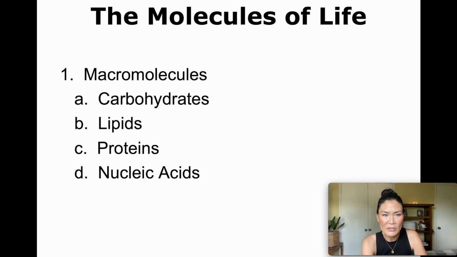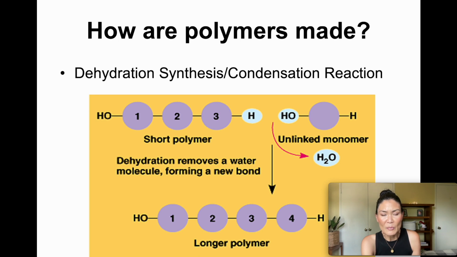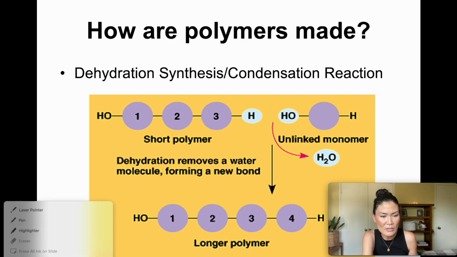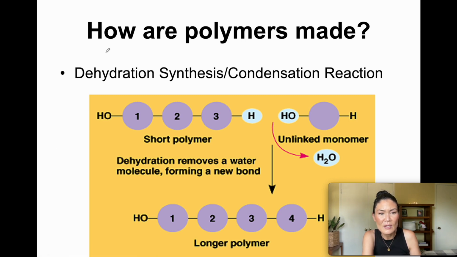Okay, so macromolecules, meaning large molecules. So these are large molecules made up of small parts. And how do these parts come together? By a reaction called dehydration synthesis. Okay, so when I say macromolecules, which are made up of smaller molecules, the small molecules are called monomers. A monomer means one piece, whereas a polymer means many pieces.